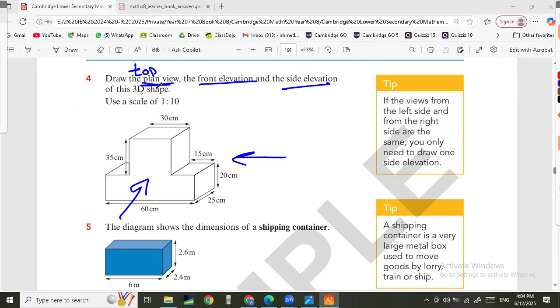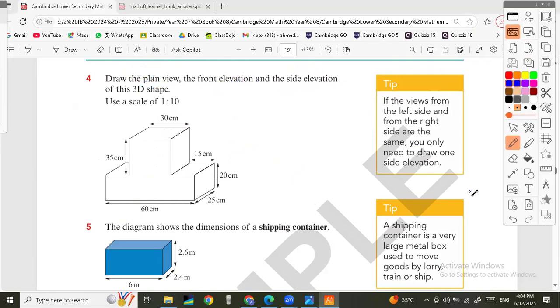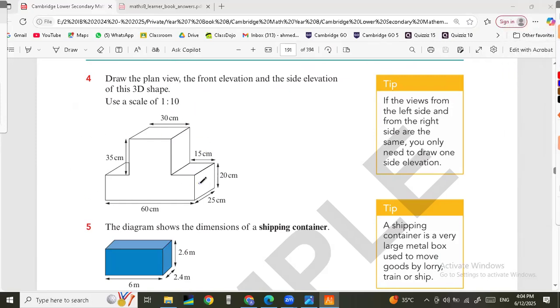So again, it is plan view, which is the top view, the front elevation, which is from the front, and the side elevation, which is from the side. Okay, so let's start over here with the first one. If you look at this shape from the top, let's imagine that this is on the ground floor and you are on the second or the third or the fifth floor. What are you going to see? You're not going to see the front, you're not going to see the side, you're not going to see anything from this shape except only the top view, which is what?